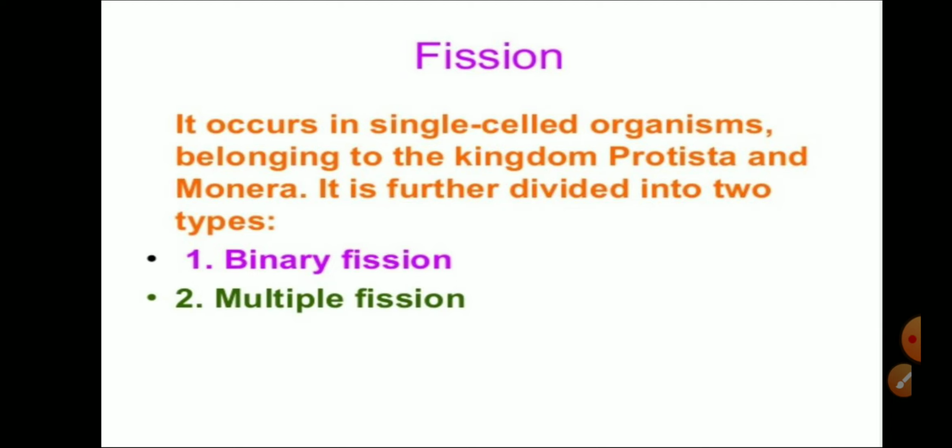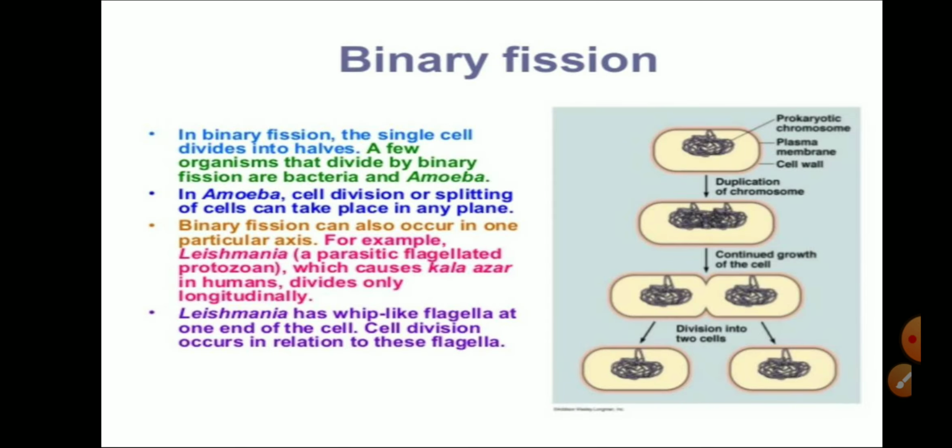It occurs in a single celled organism. This process takes place in unicellular organisms basically that belong to Protista and Monera. It is of two kinds, binary and multiple fission. Here we have binary fission. As you are able to see, here we have a prokaryotic cell, either a bacteria or any other prokaryotic cell which undergoes binary fission, divides into two same sized daughter cells. The parent cell divides into same size daughter cells.